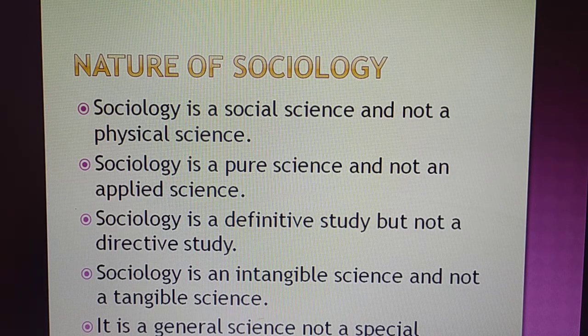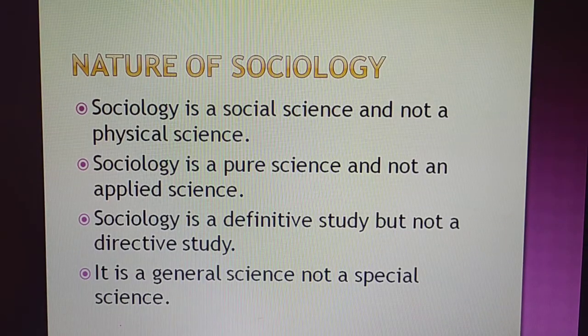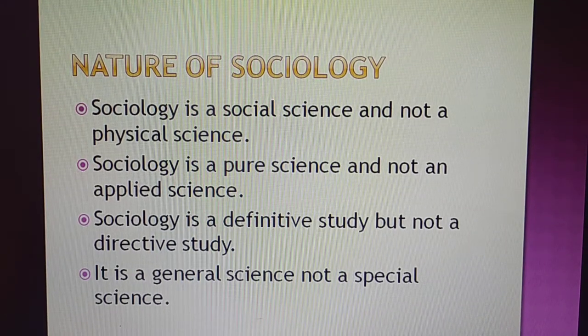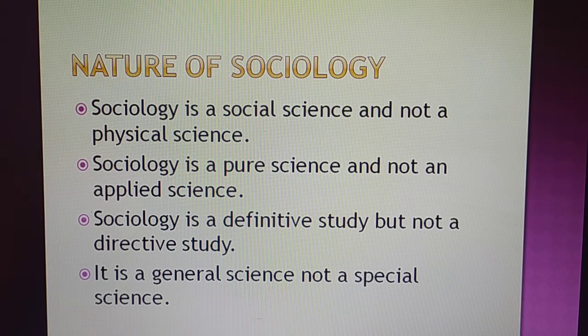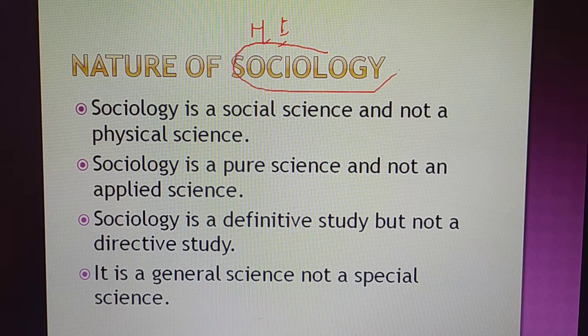The nature of sociology: sociology is a social science and not a physical science, they are saying. First of all, sociology belongs to the group of the social sciences. We already know that in the group of social sciences, history, economics, political science, geography, business studies and many subjects are studied. Among them, sociology is also one of them.